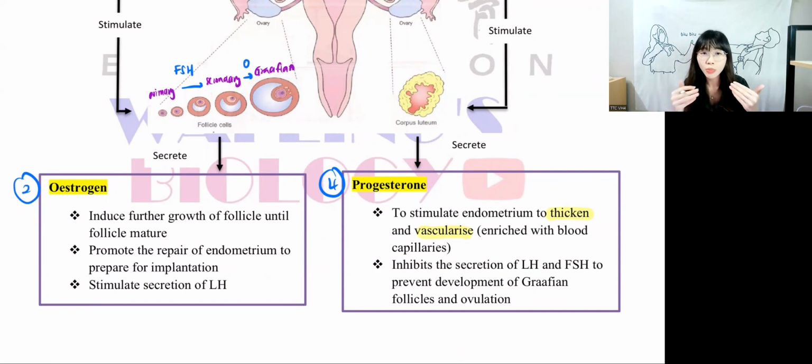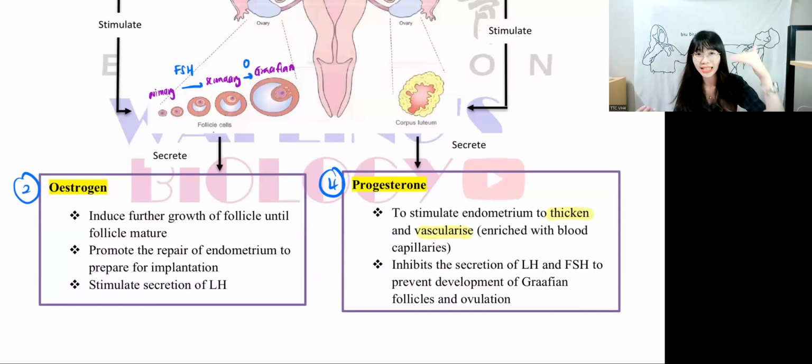Imagine right now, when a woman is pregnant, she will have high level of progesterone, right? Because she wants to maintain the thickness of endometrium wall. She wants the embryo to implant into the endometrium wall. So she has high level of progesterone. Can the woman get pregnant again when she is pregnant? The chances are very low.